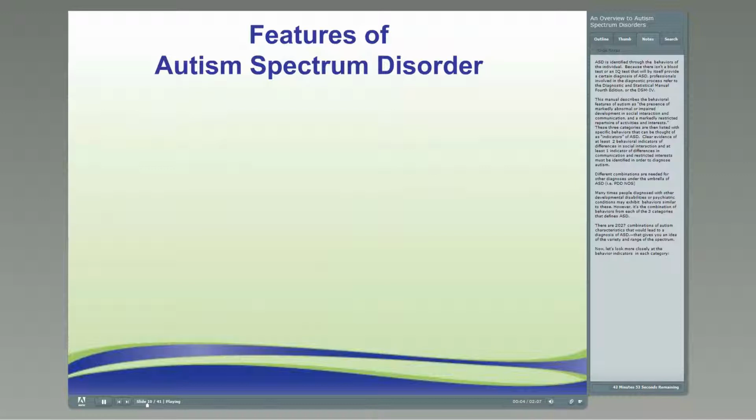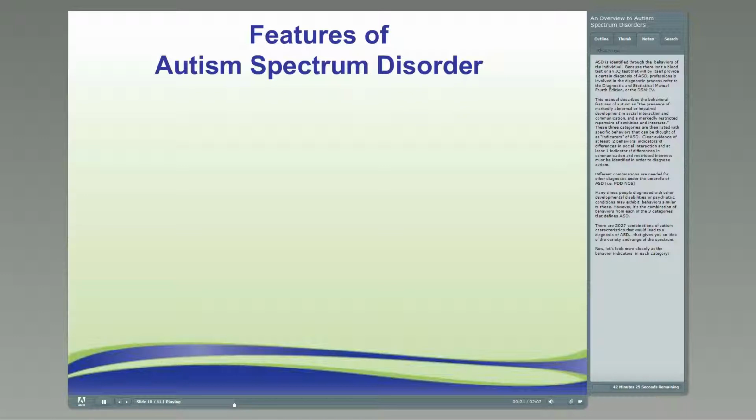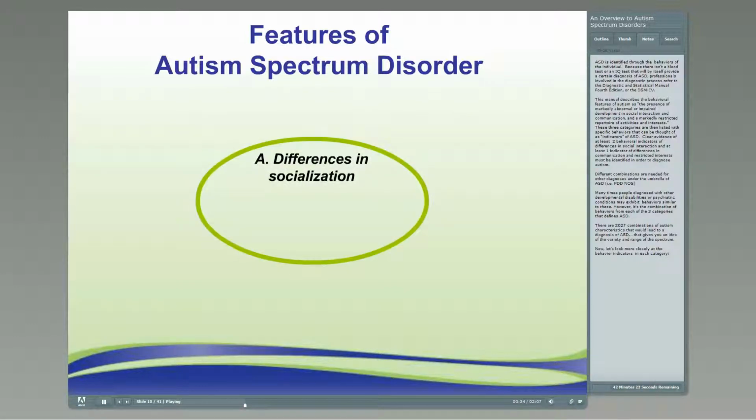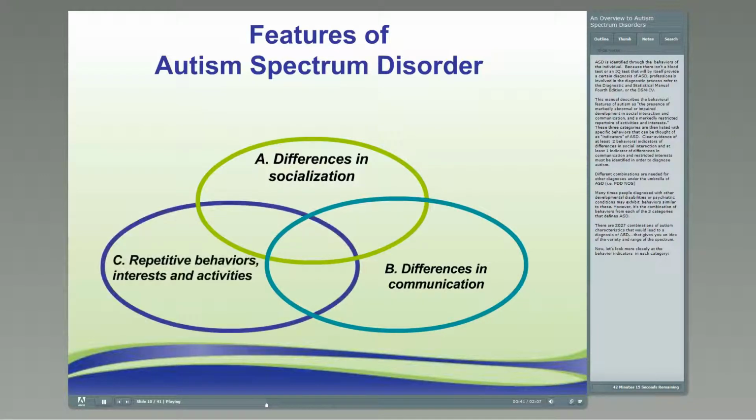Autism spectrum disorder is identified through the behaviors of the individual. Because there isn't a blood test or an IQ test that will by itself provide a certain diagnosis of autism spectrum disorders, professionals involved in the diagnostic process refer to the Diagnostic and Statistical Manual 4th edition, otherwise referred to as the DSM-IV. This manual describes the behavioral features of autism spectrum disorder as the presence of markedly abnormal or impaired development in social interaction and communication, and a markedly restricted repertoire of activities and interests. These three categories are then listed with specific behaviors that can be thought of as indicators of autism spectrum disorder.